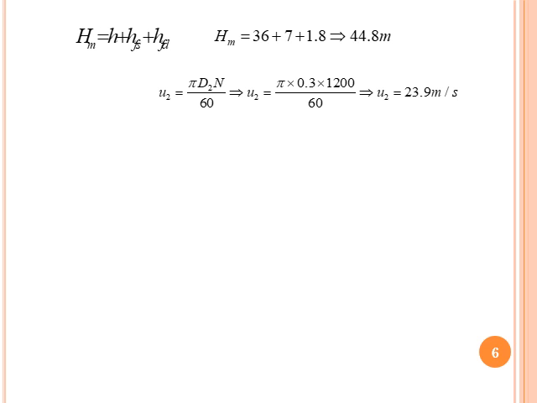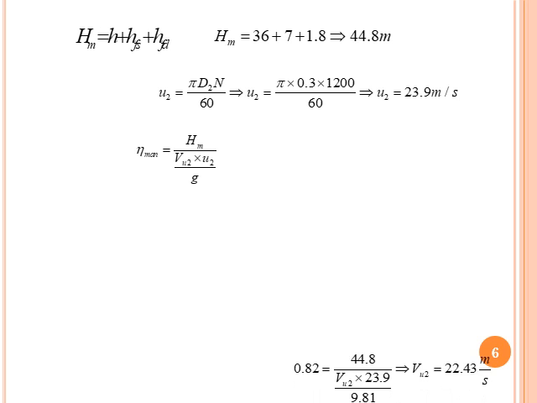So U2 is equal to pi D2 N by 60. Now U2 is equal to pi times the outer diameter given here and the speed given as 1200 rpm, divided by 60. Now U2 is equal to 23.9 meter per second. The manometric efficiency is calculated by using the expression H of m, the manometric head, to V w2 into U2 by g.